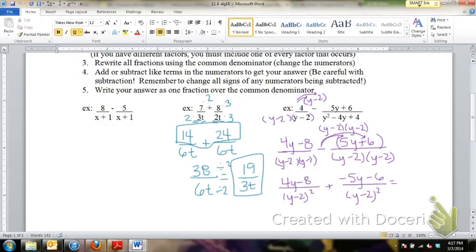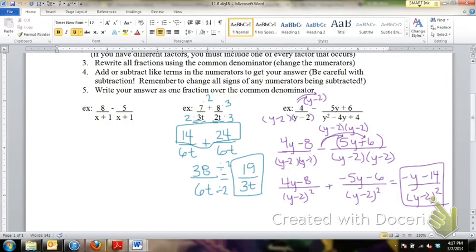Okay. Now I can combine my like terms in the top. 4y and negative 5y leaves me with a negative y. Negative 8 and negative 6 gives me negative 14 over y minus 2 squared. And that's it. It's not pretty. It's not great. But it is combined with a common denominator.